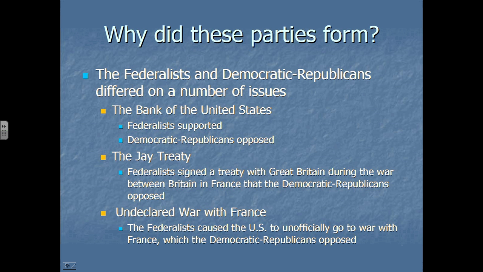Because of Jay's Treaty, relations with France are going to deteriorate, or get worse, and the Federalists basically caused the United States to go to war with the French unofficially, and the Democratic Republicans opposed this.